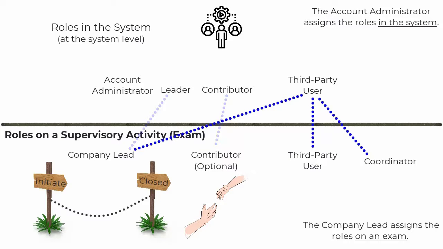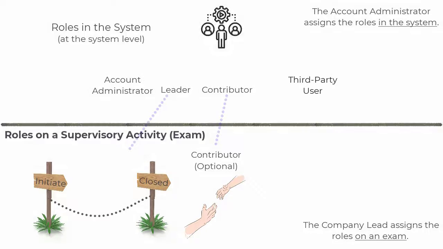So the third-party user in the system can hold either the company lead, the third-party user, or the coordinator role on an exam. Because the third-party user is someone that is outside the company, once the exam is marked closed, that third-party user is removed from the exam.